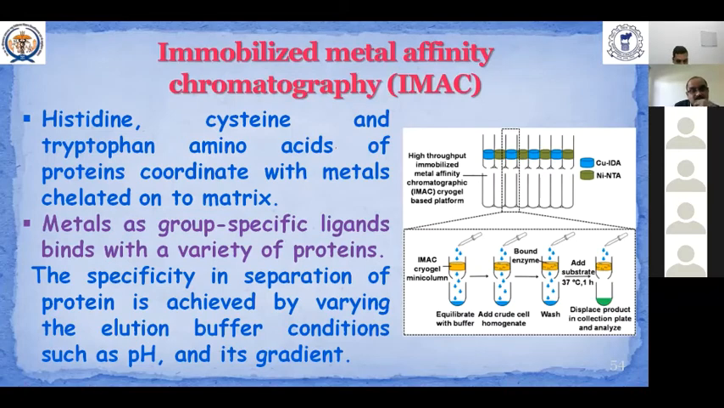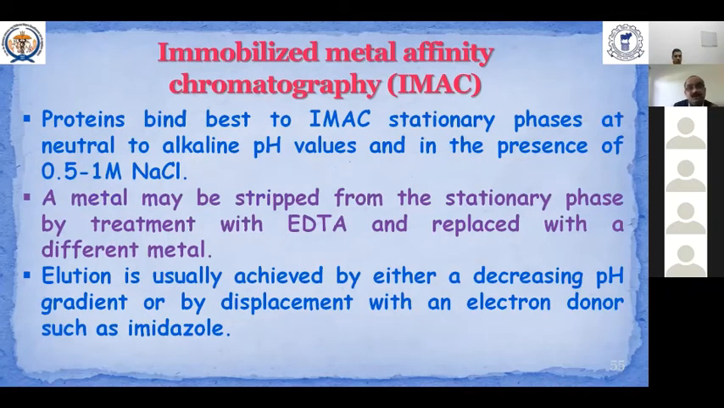In this type of chromatography, the metal acts as a group specific ligand, meaning it will bind to the same kind of monomer. So the specificity of the separation of the protein is achieved by changing the condition of the elution buffer, that is, a change in the pH, a change in the gradient. Proteins bind best to the IMAC stationary phase at neutral or alkaline pH value and in the presence of 0.5 to 1 M NaCl.